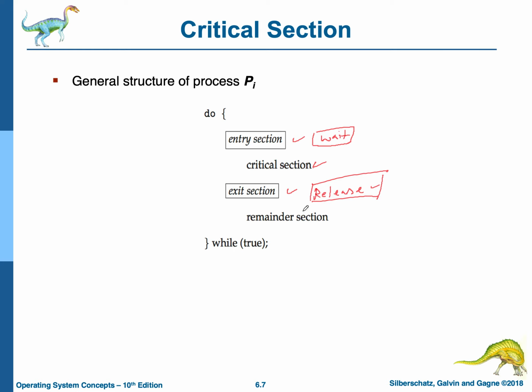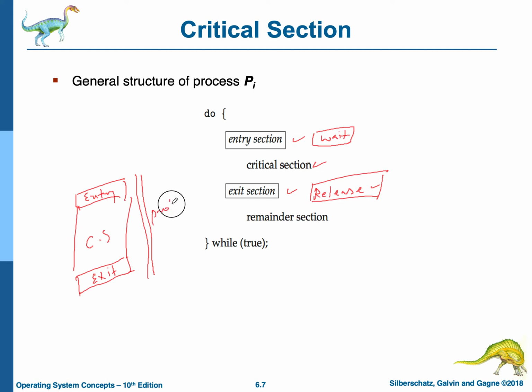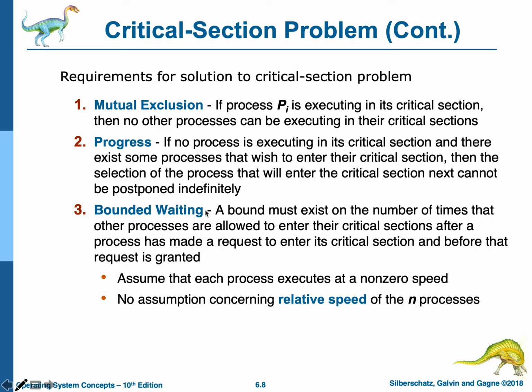So this is a general overview of the process. Where I must also draw that if this is a critical section, then there's an entry and there's an exit. Okay, so this is the critical section. Whenever we are implementing the critical section, we must have this entry and exit section. This is a protocol we must follow.